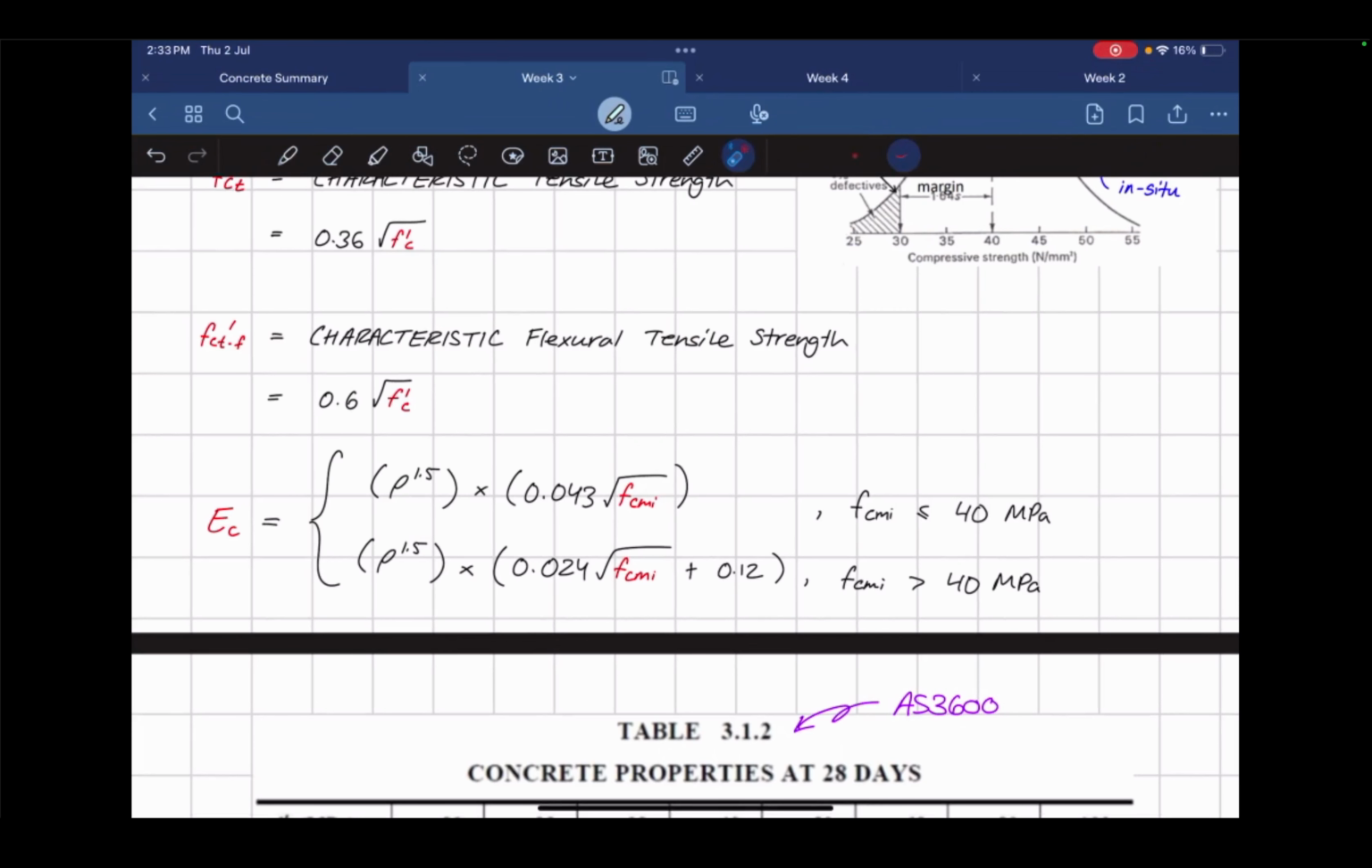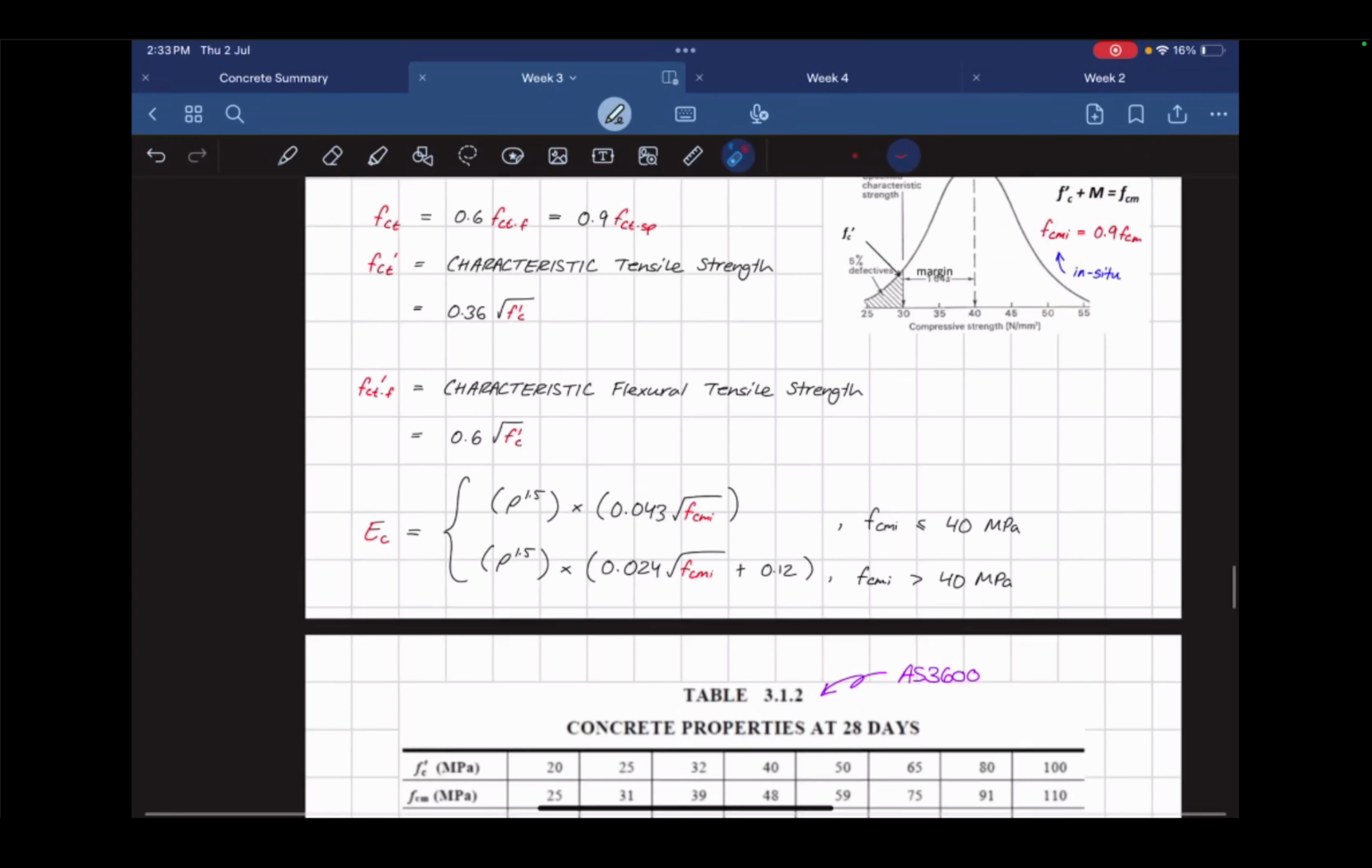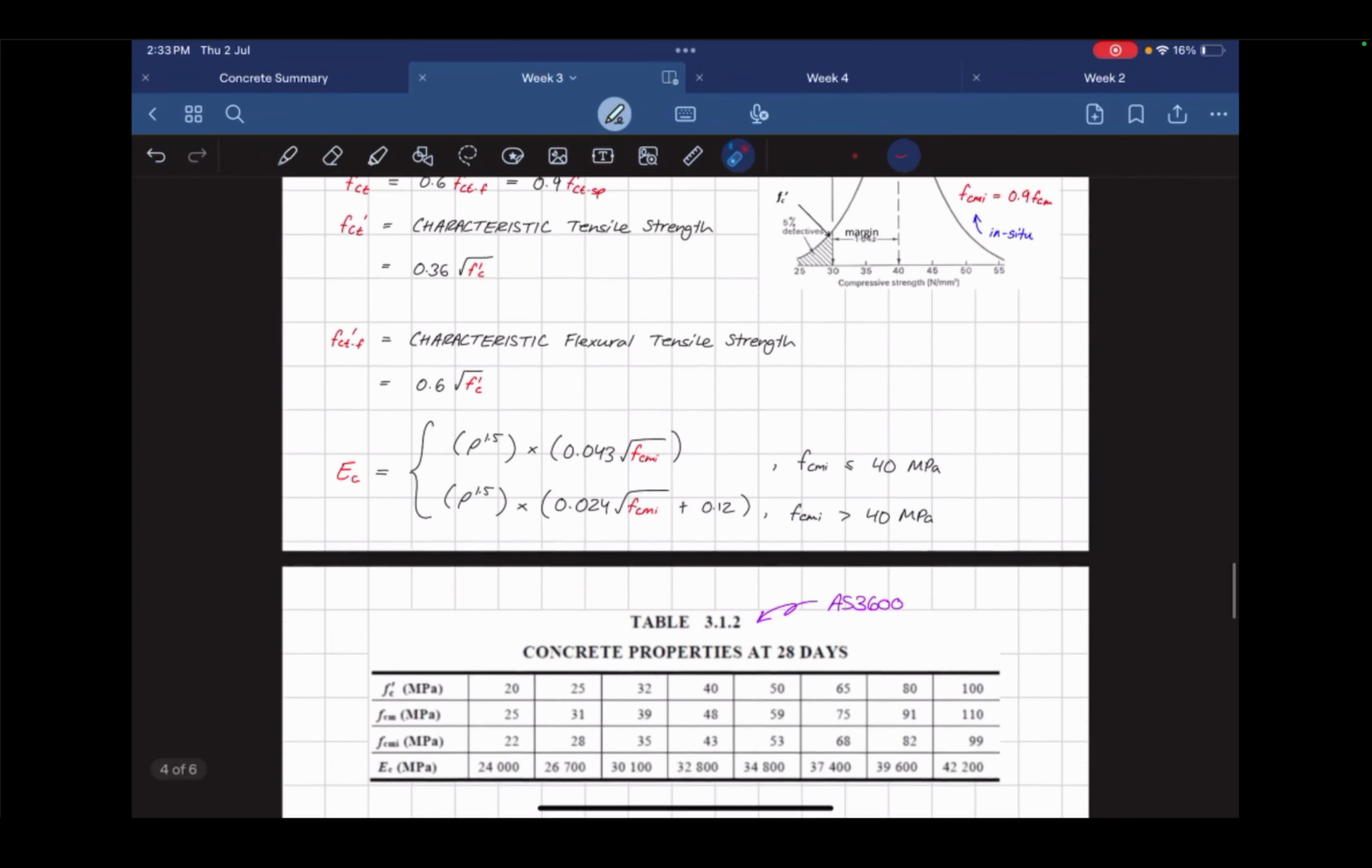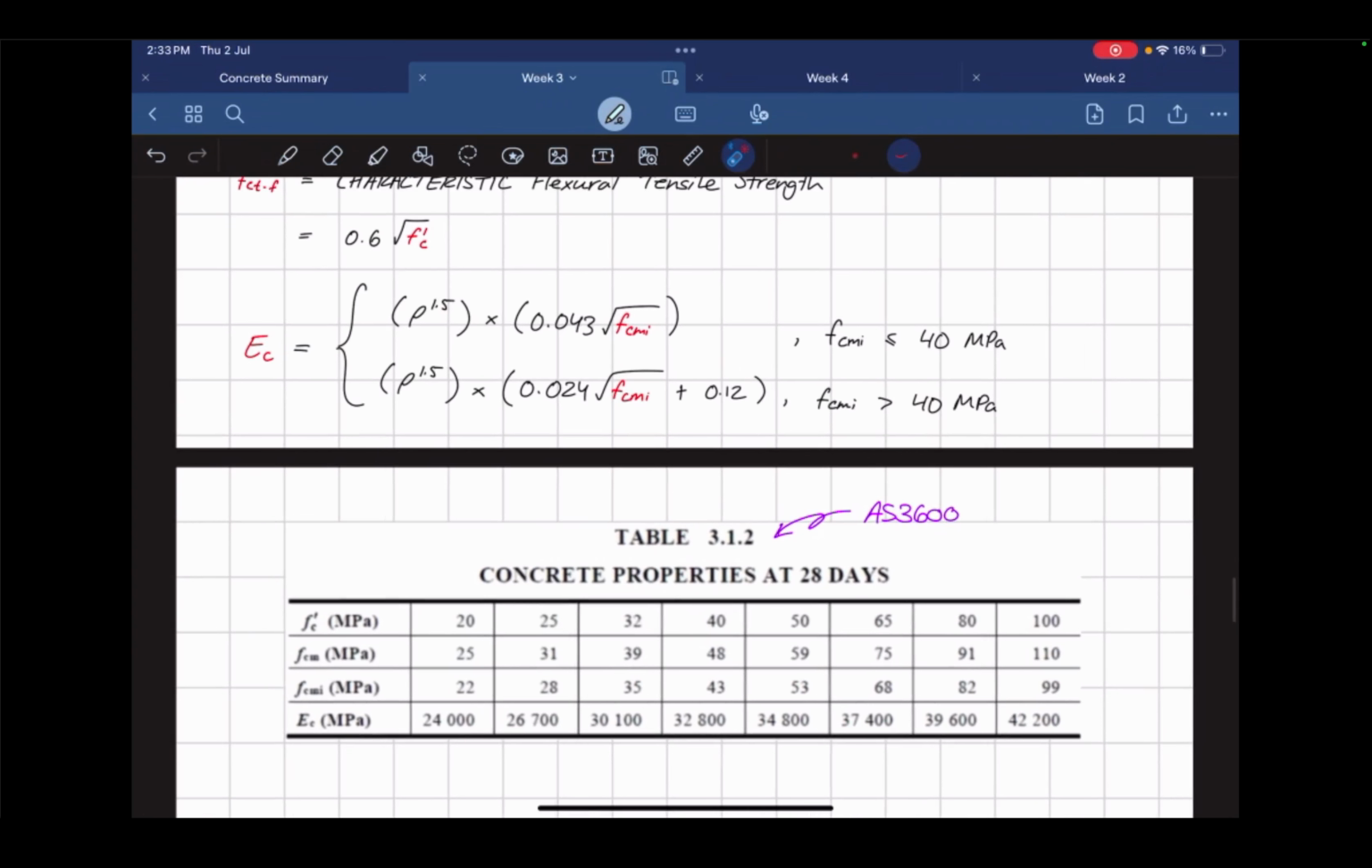Usually in the AS 3600, they've given us this table, right? Meaning that depending on your characteristic strength, you get a certain elastic modulus that you use for your calculations. You can either use this table, which is a smart thing to do, or you can use this formula. This formula gives us a more accurate one, but just use these ones. When we're designing, we always use these ones.